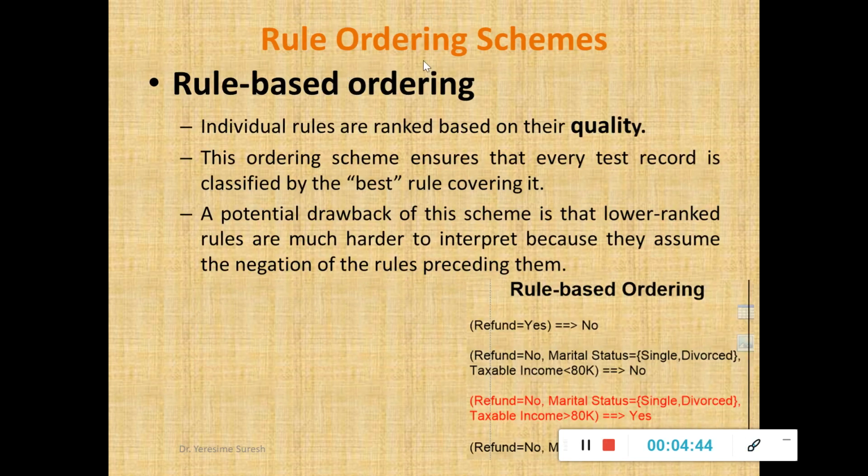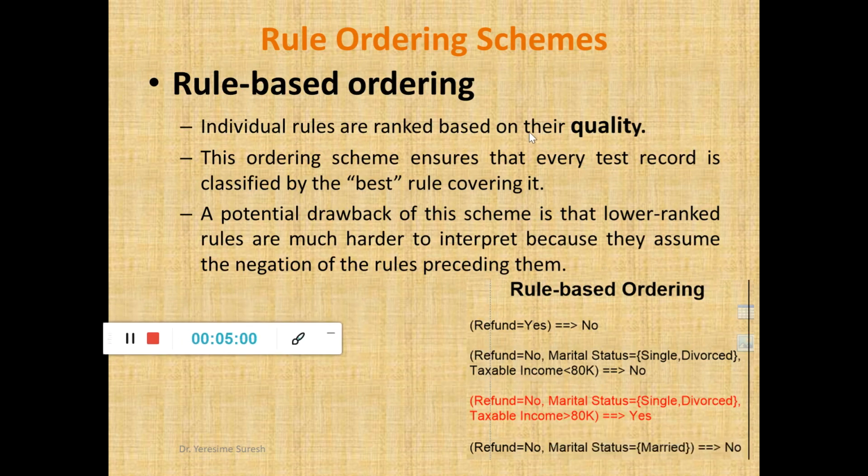Now we'll see what the rule ordering schemes are. We have two schemes. One is the rule based ordering, the other one is the class based ordering. In rule based ordering, individual rules are ranked based on their quality. And how do we define quality? Based on its coverage or accuracy. I can say a given association rule is strong or weak based on its confidence and support values. Similarly, the quality of a rule can be based on either its accuracy or coverage. So individual rules are ranked based on their quality.